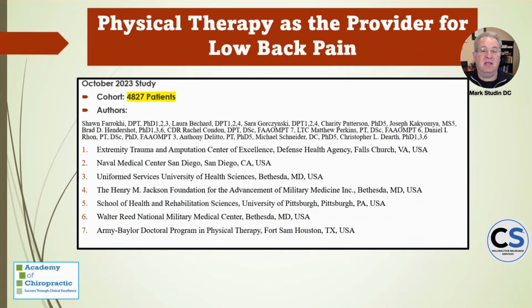I looked at a study in 2023 with a cohort, meaning the number of people in a study, and usually you see 100, 200 in a cohort. This had 4,827. Look where it's from. Defense Health Agency, Naval Medical, Uniformed Services, Henry Jackson Advanced Military. This is all the VA with the exception of the University of Pittsburgh. Okay, all VA.